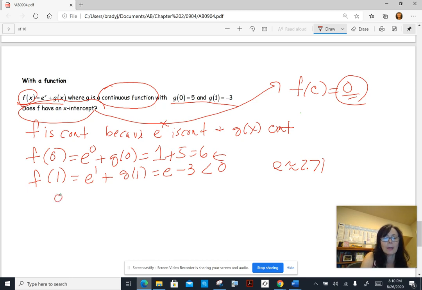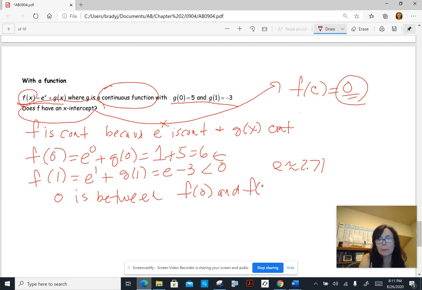So let's see, 0 is between. The nice thing is when you say in between instead of using inequalities, you can't get it wrong. You can have the directions either way. So 0 is between f of 0 and f of 1.